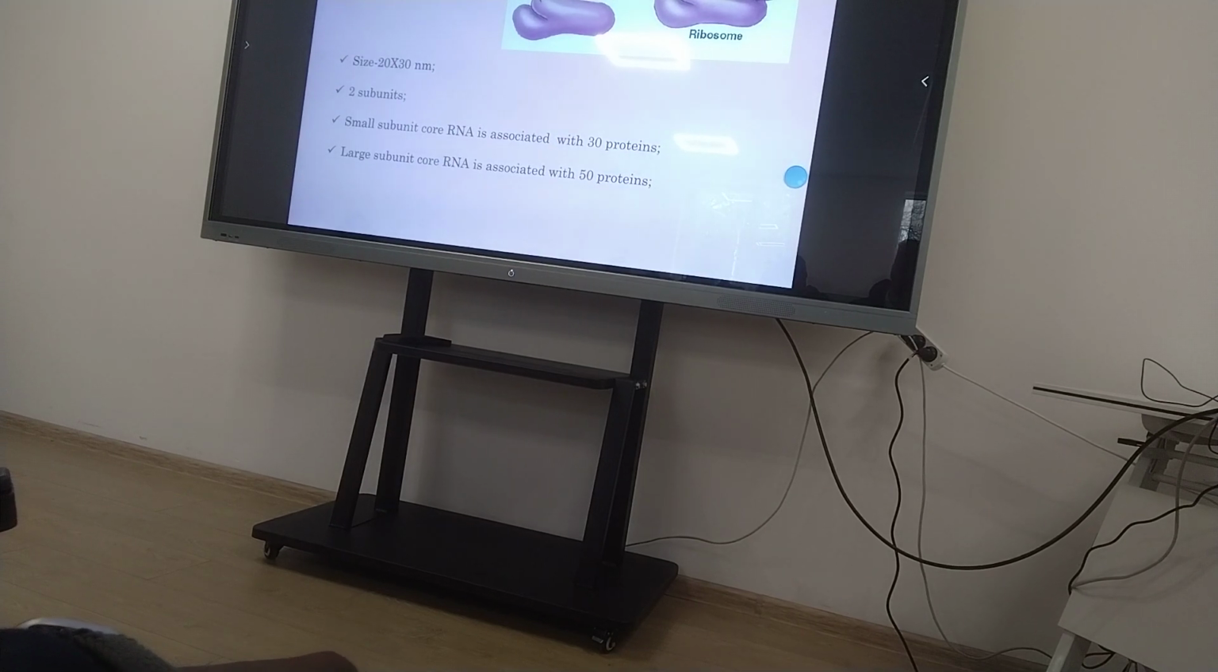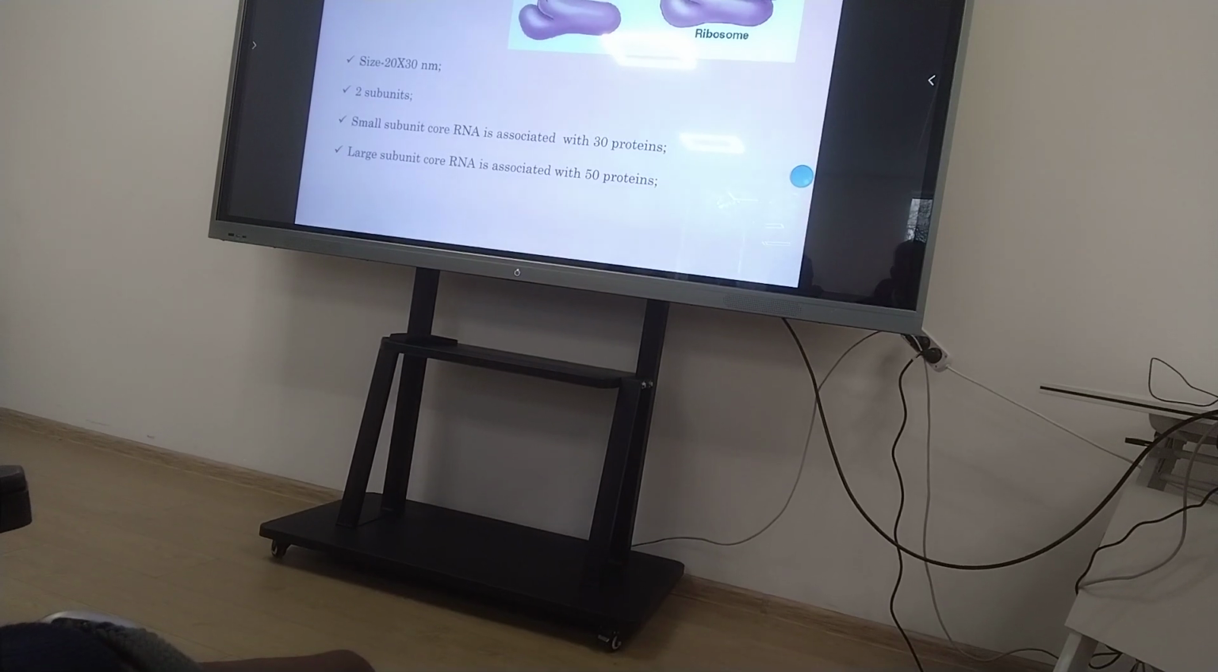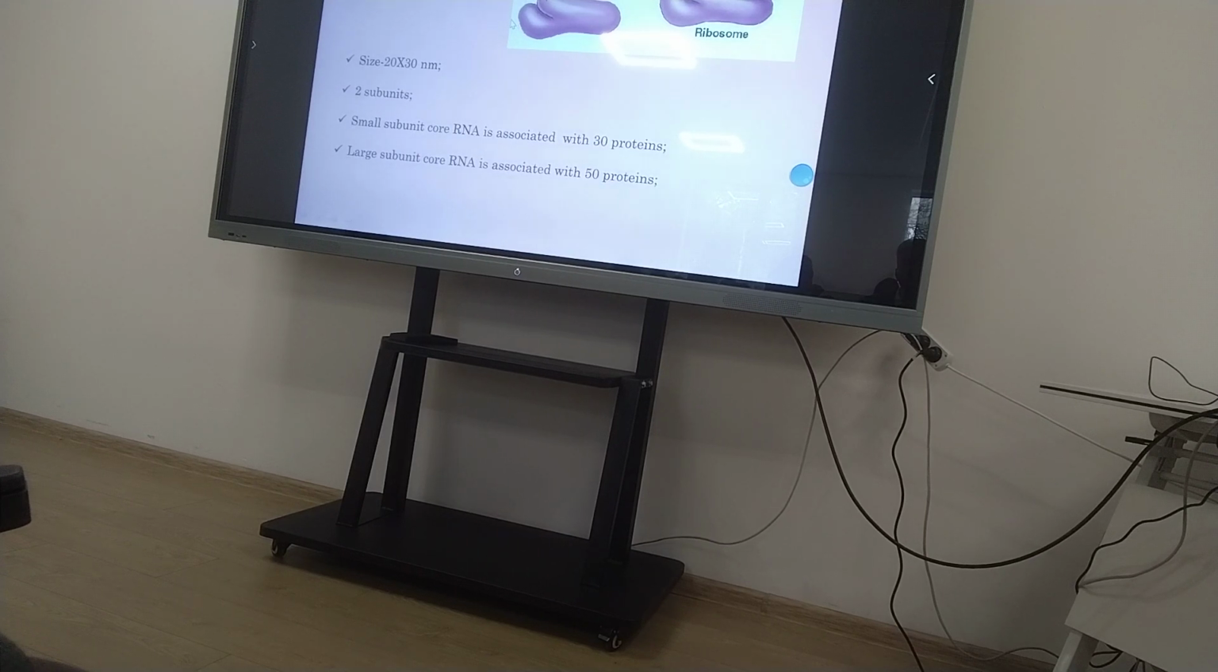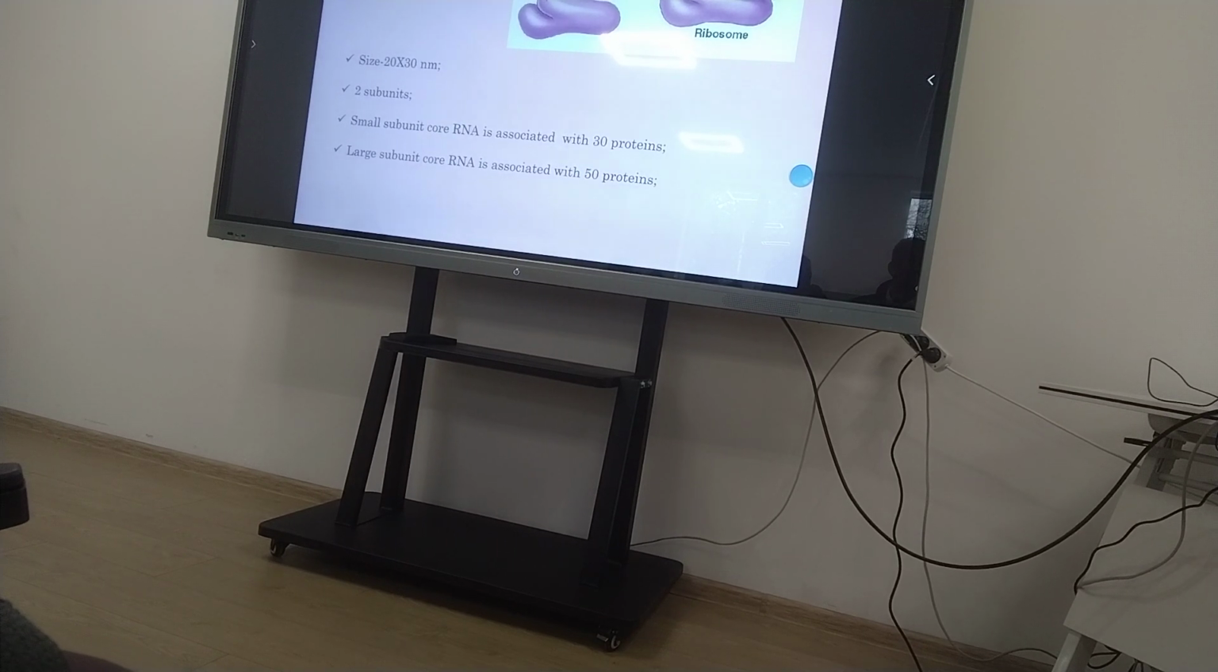Ribosomes are the smallest organelles, actually, without membrane. In ribosomes we can see two subunits, a large subunit and a small subunit. I want you to remember that the ribosomes in humans, in eukaryotes, are different than ribosomes in bacteria, in prokaryotes.